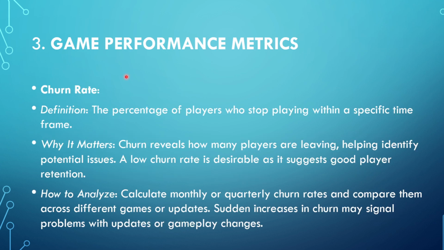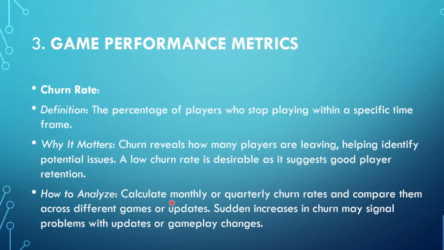Next one is the churn rate. Churn rate is the percentage of players who stop playing within a specific time frame. So they churn. They don't want to play this game anymore. Churn reveals how many players are leaving, helping identify potential issues. A low churn rate is desirable as it suggests good player retention.